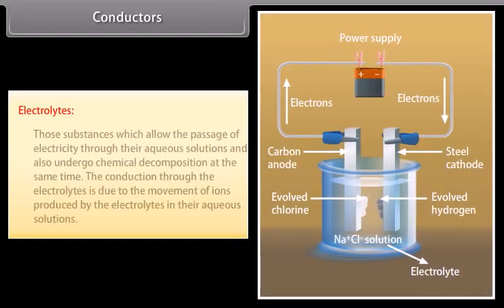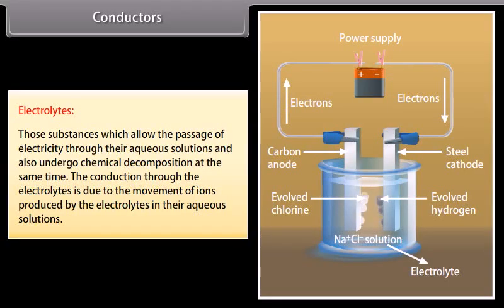Electrolytes are those substances which allow the passage of electricity through their aqueous solutions and also undergo chemical decomposition at the same time. The conduction through the electrolytes is due to the movement of ions produced by the electrolytes in their aqueous solutions. For example, acid and base.